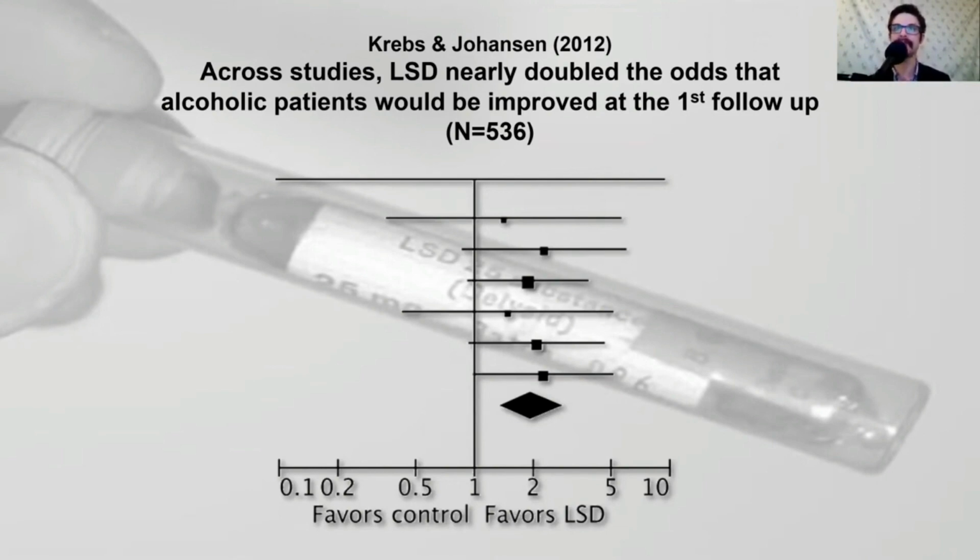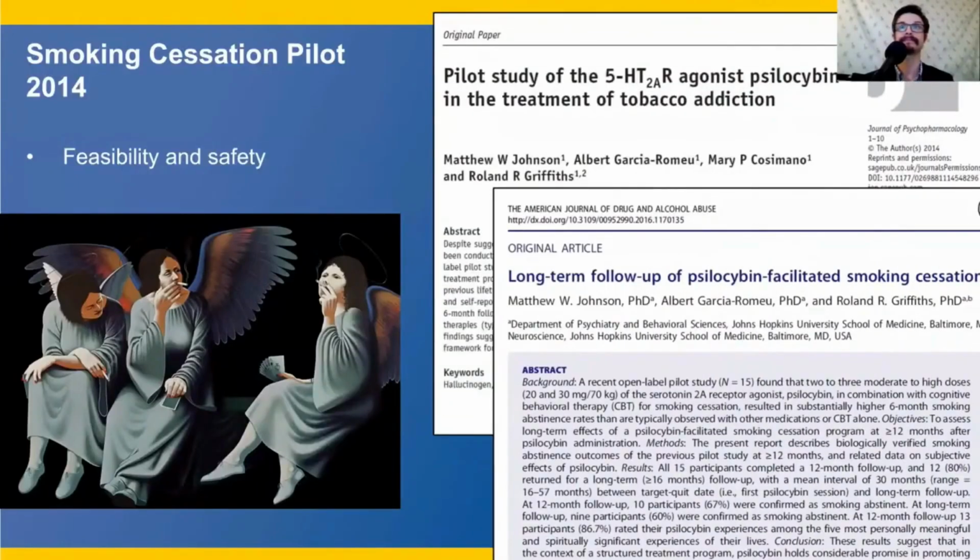Overall, as shown by the large diamond, that's the aggregate across the 6 individual studies. There was a very significant effect statistically, and more important than statistical significance is the effect size. Essentially, it was an odds ratio of about 2, meaning LSD nearly doubled the odds that these patients would be improved at the first follow-up. And that still rivals certainly anything we have today in the treatment of alcoholism.